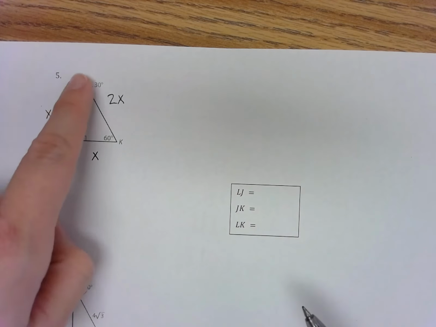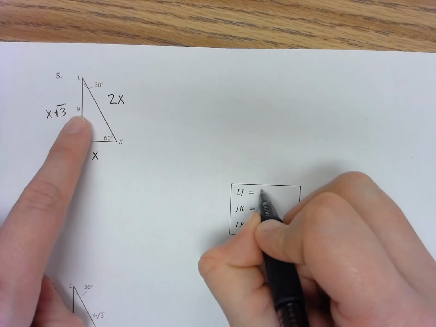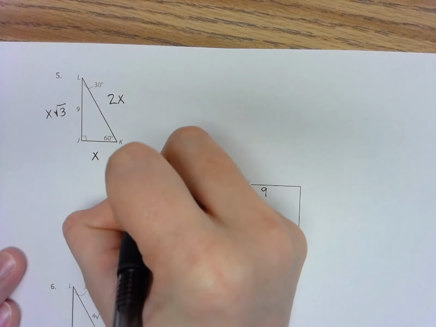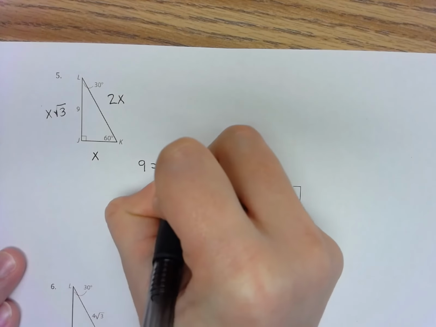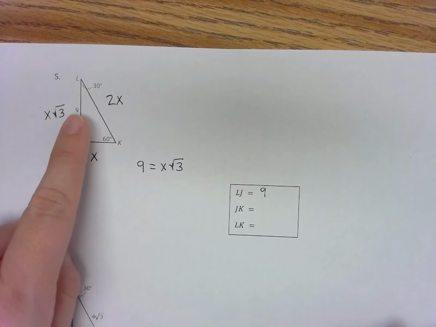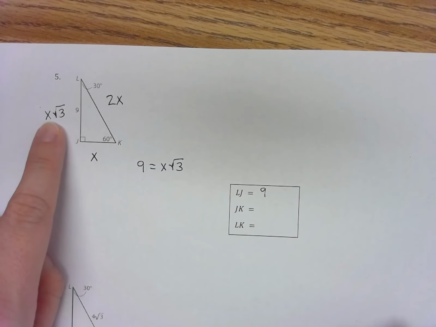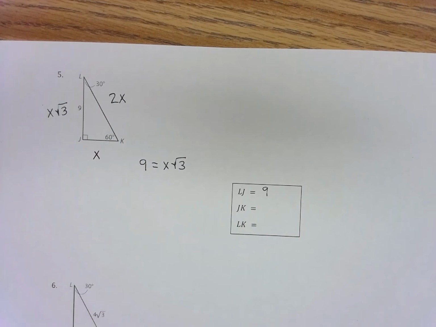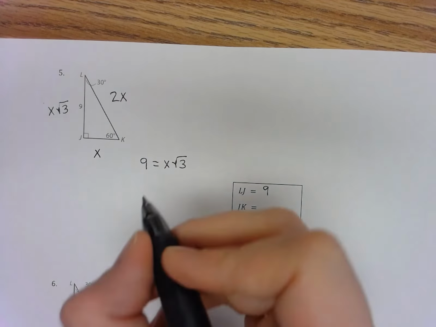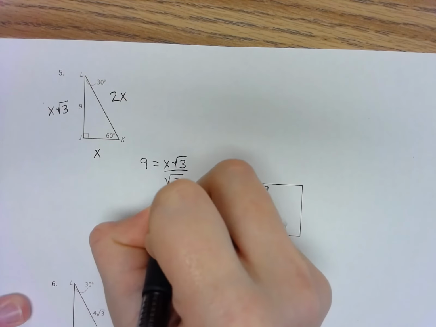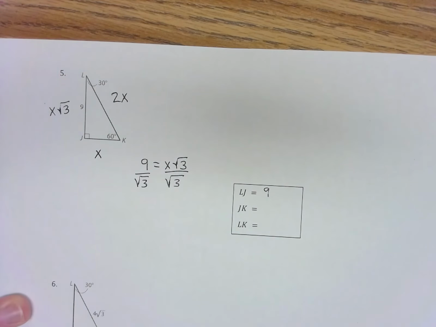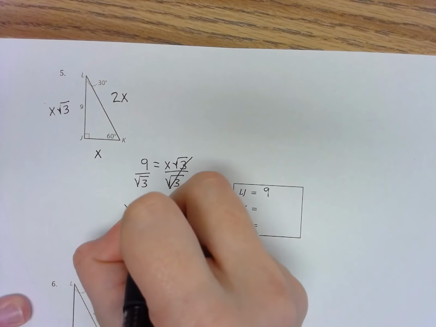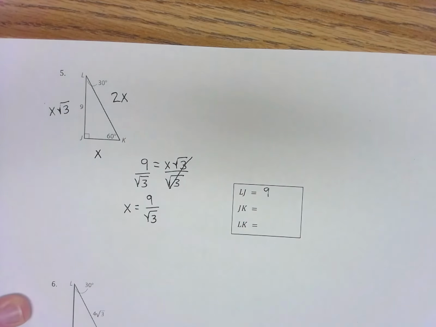Well, this time we're given LJ. So LJ is 9. Start there to help you set up. So if 9 is going to equal x, the square root of 3, that was our given side. It represents x, the square root of 3. We can solve this equation for x to be able to find the missing sides. So let's solve. We're going to need to divide by the square root of 3. So that's going to leave us with x equaling 9 over the square root of 3.